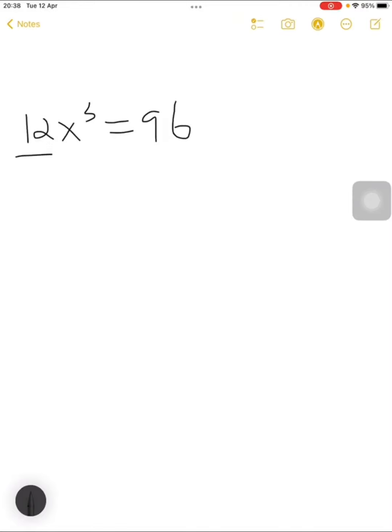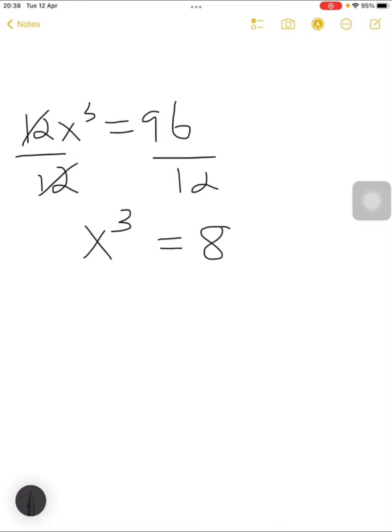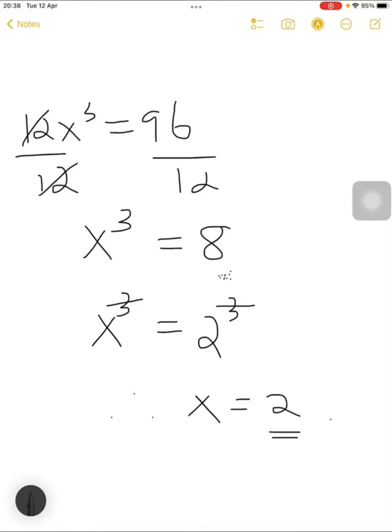We can divide both sides by 12, and therefore we remain with x cubed is equal to 8. So what is the value of x? Let's see how to change this 8 in terms of a base and a power, and therefore this one should be 2 power 3. And this 3 can cancel with this one, and therefore the value of x is equal to 2. Hope we are together up to there, right?